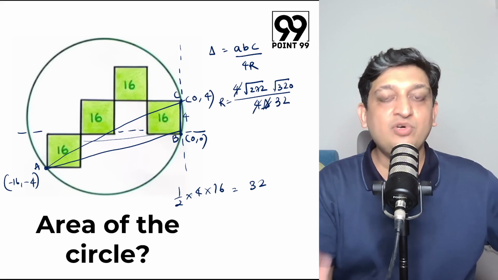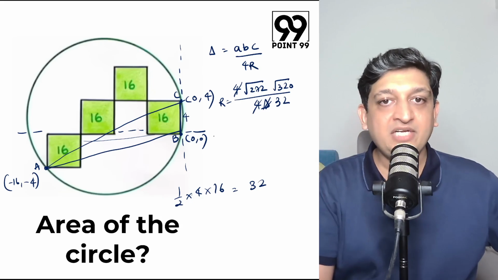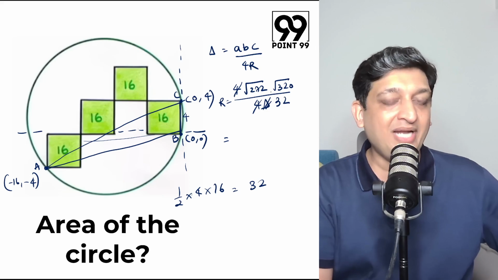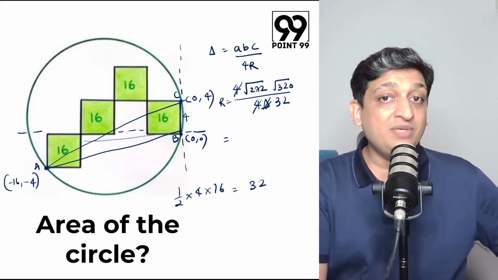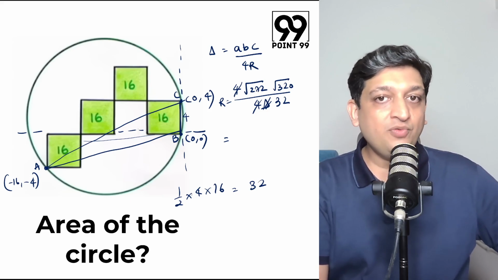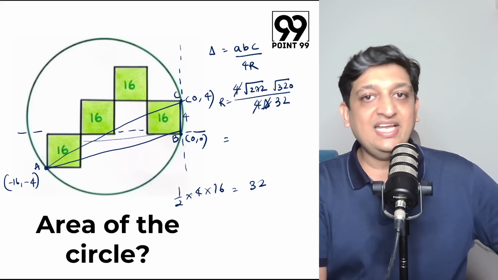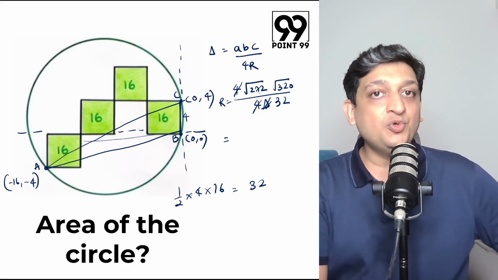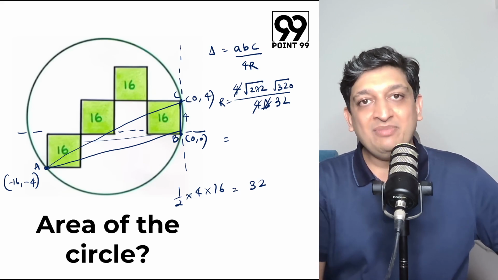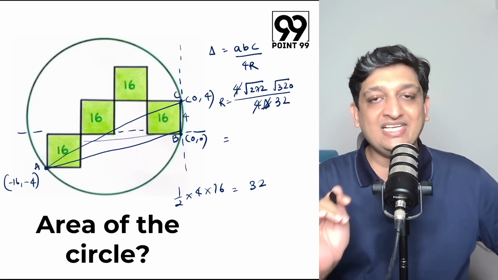I am left with root 272 and root 320. Now you'll be able to see that I will be able to get something out of these 2 brackets. So let's see if we are able to remove a 4 from here. Are we able to remove 4 from here? 4 into 6 is 24, and then I'm left with a 32. So 4 8s are 32. So I'll be left with a 68 here. Will I be able to remove one more 4? That is going to be possible.